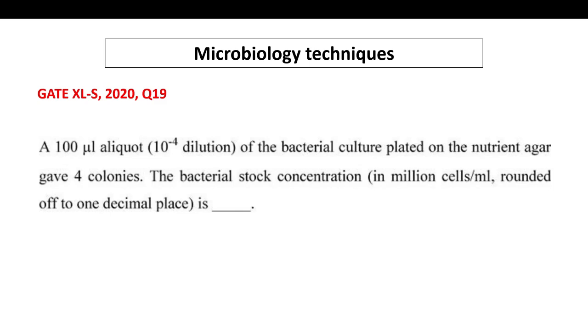The question states that a 100 microliter aliquot of 10 to the power minus 4 dilution of the bacterial culture plated on the nutrient agar gave 4 colonies. The bacterial stock concentration in million cells per ml, rounded off to 1 decimal place, is.